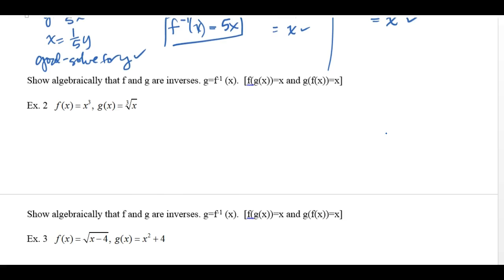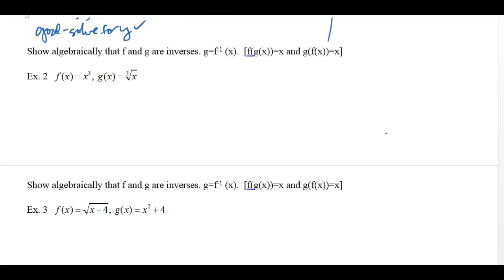Now, show algebraically that f and g are inverses. It's the same thing we just did. They're just giving you the inverse. You don't have to find it first, right? So I need to find f of g of x. So I'm going to take the f function, and instead of putting x, I'm going to put all of g of x in there.